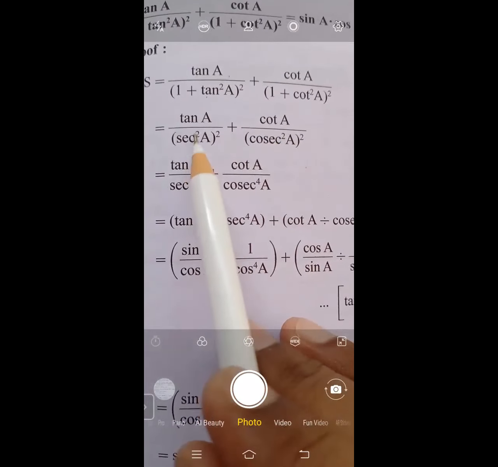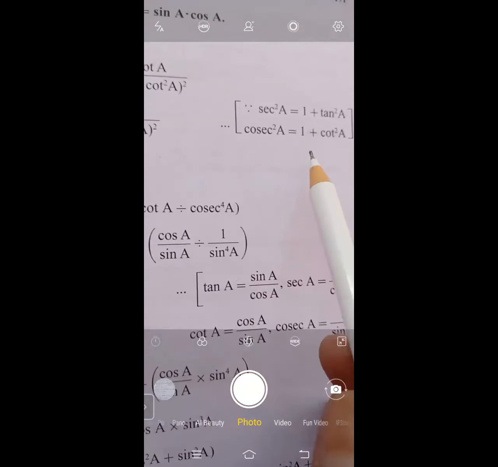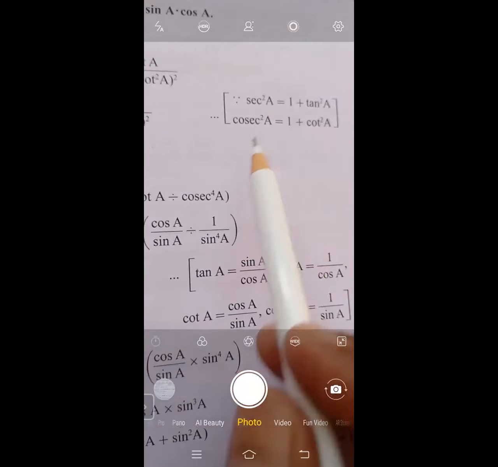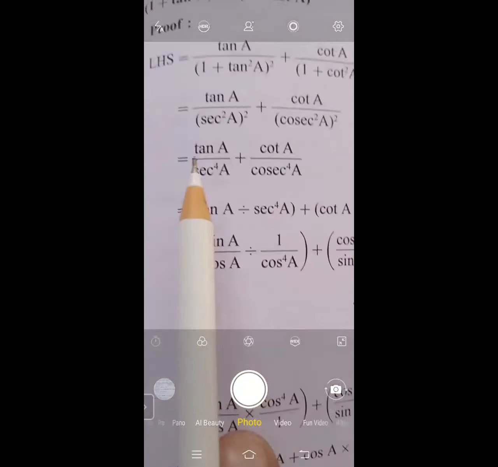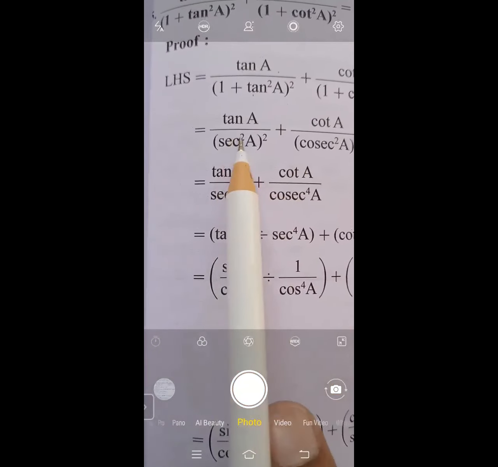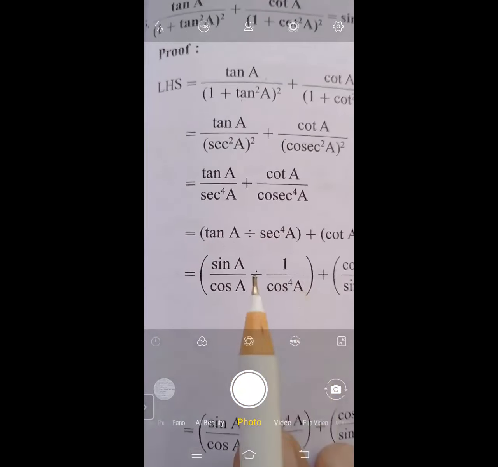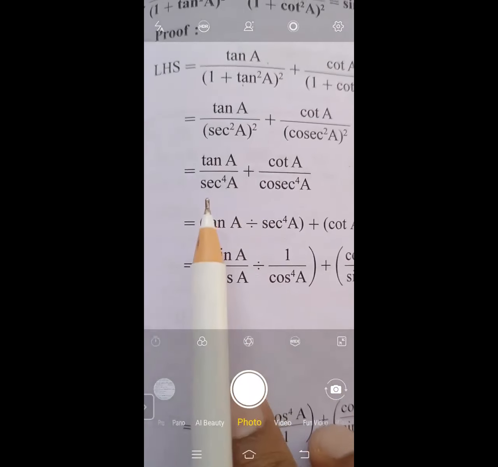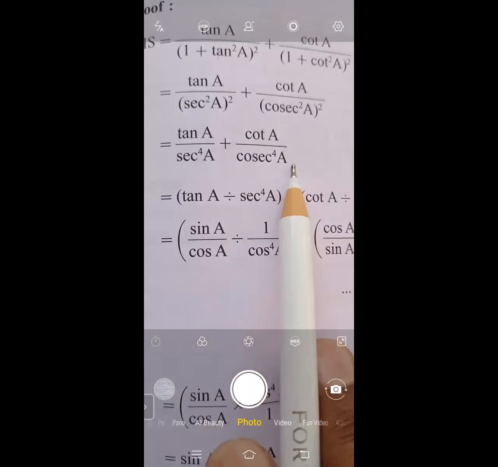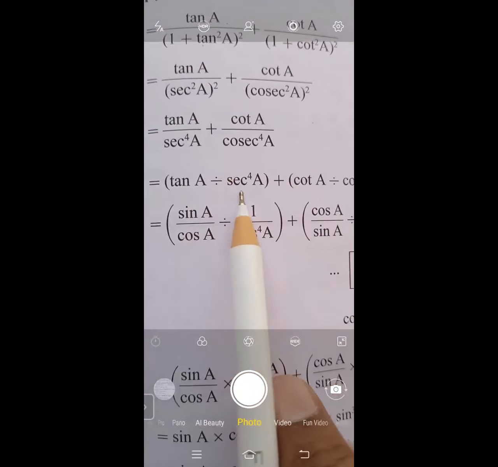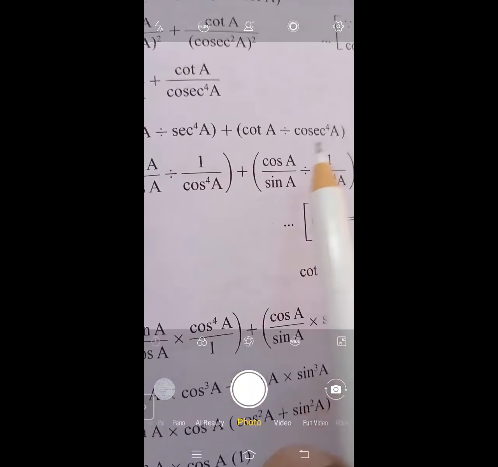Similarly, 1 plus cot square A is equal to cosec square A, so cosec square A, the whole term squared, is given. Now, as there is a square inside as well as a square outside, it becomes sec raised to 4A, and here also it becomes cosec raised to 4A. So it is tan A divided by sec raised to 4A, and cot A divided by cosec raised to 4A.